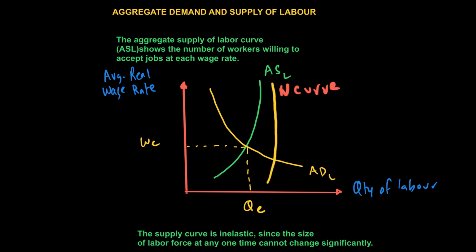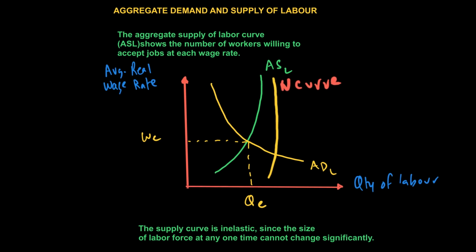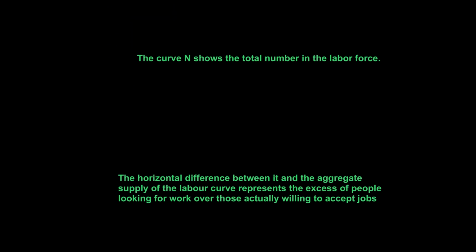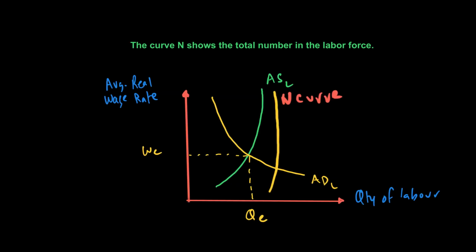And this N curve is basically the curve that shows us the total amount of people who are willing and able to work in a labor market. So the N curve shows the total number in the labor force at any point in time who are willing and able to work. If you see the diagram again, the AS curve is simply the aggregate supply curve, which is people who are willing and able to work and are actually working, while the N curve covers all those people who are willing and able to work and may or may not be working.